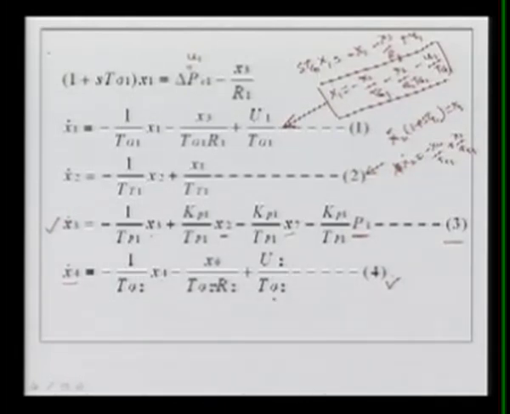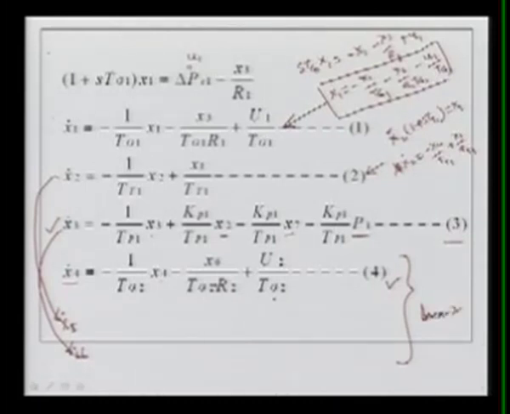Now similarly we can write the state space representation of x5, and that will be similar to your x2, and your x6 here will be similar to your x3. So this is for your area 2.